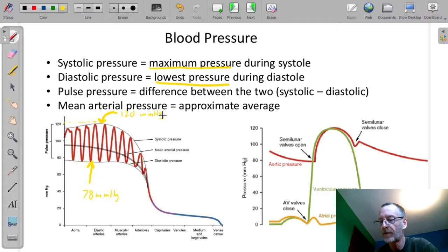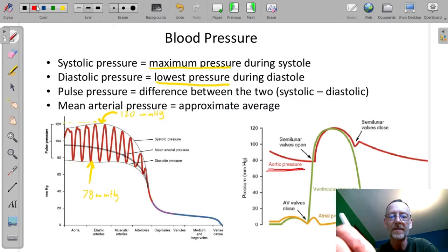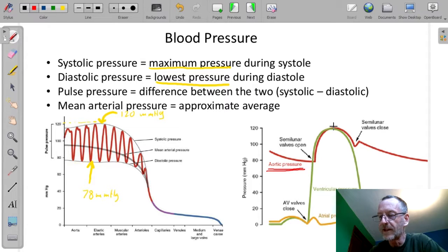So the maximum pressure, remember that the red line is the aorta. So there's our aortic pressure. And the green line is the ventricular pressure. Well, we're just watching the pressure in the aorta for blood pressure, because that's where we're measuring it. And the maximum pressure during systole, let's say again, is about 120.